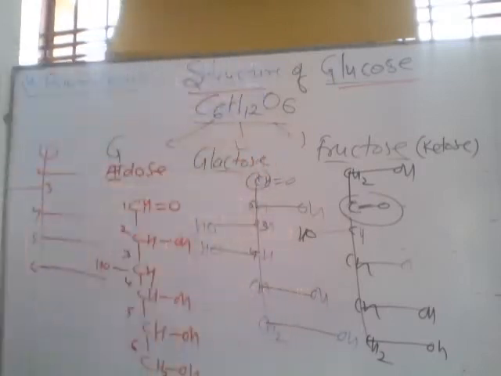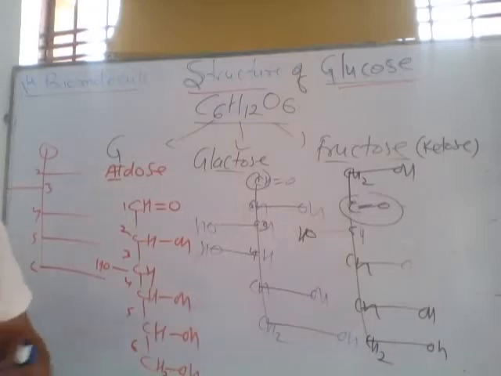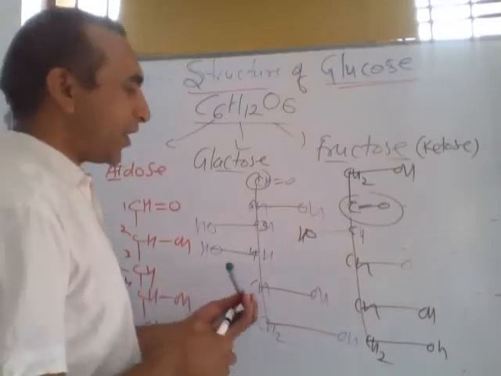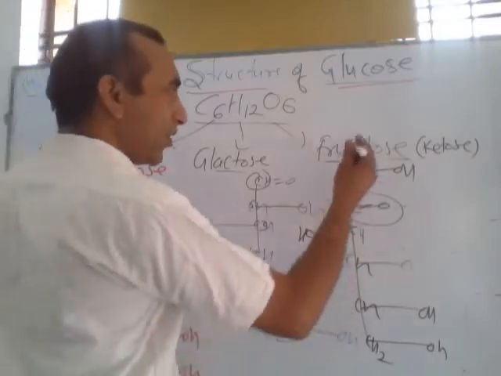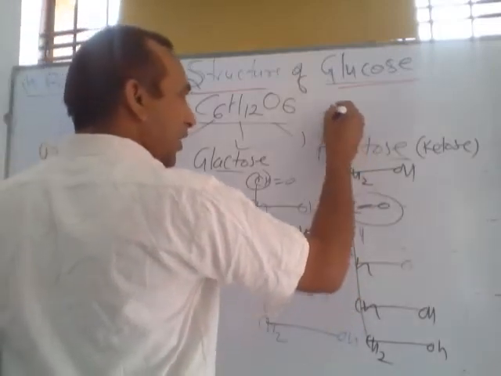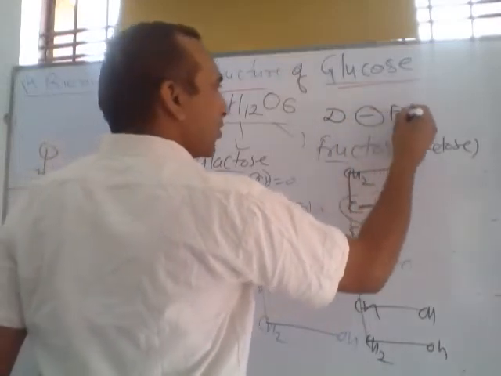But observe, for glucose we write D plus glucose. But for fructose we always write D minus fructose.